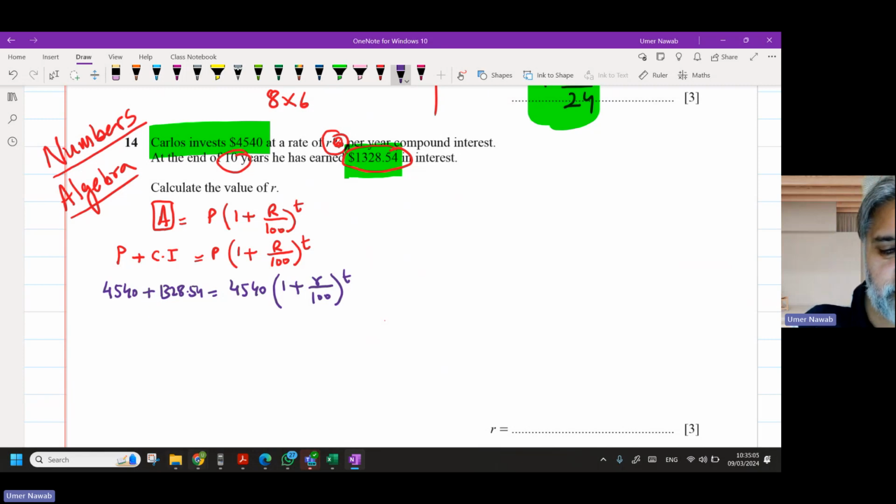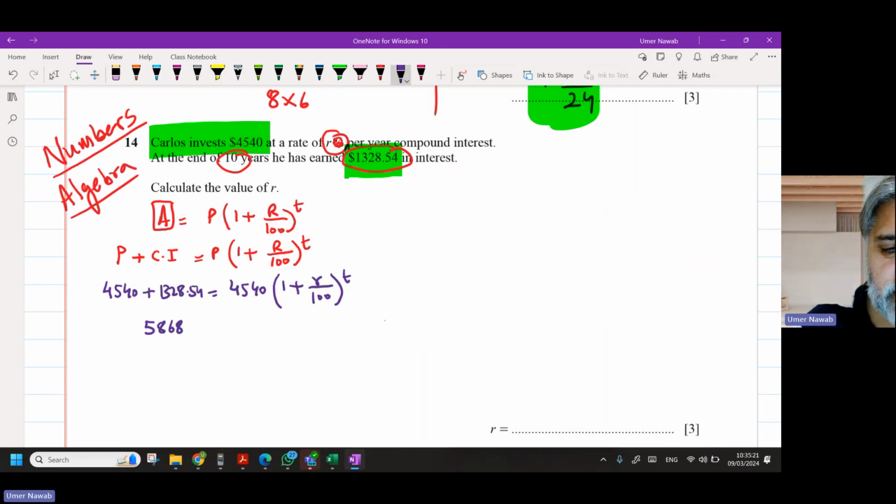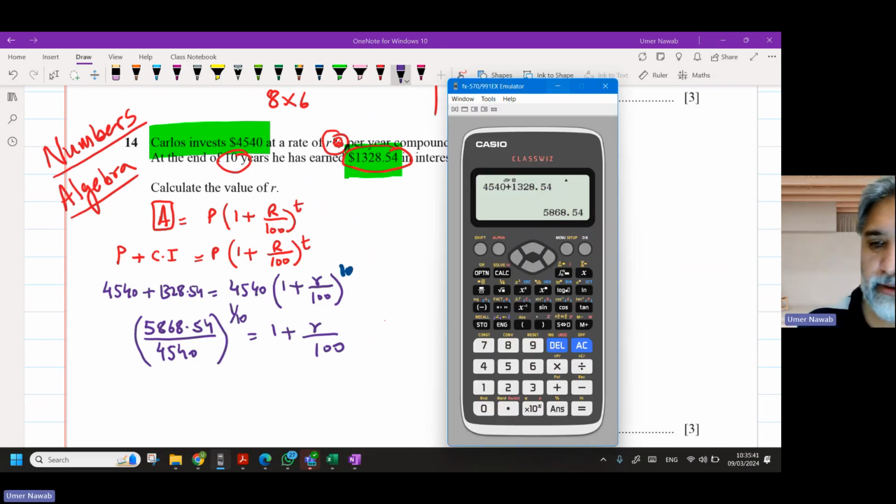Now solve this again. 4540 plus 1328.54. So I got this answer, 5868.54. 5868.54 divided by 4540, here the time is 10, so raised to the power 1 over 10 is equal to 1 plus r over 100. Now get this answer from a calculator, guys.